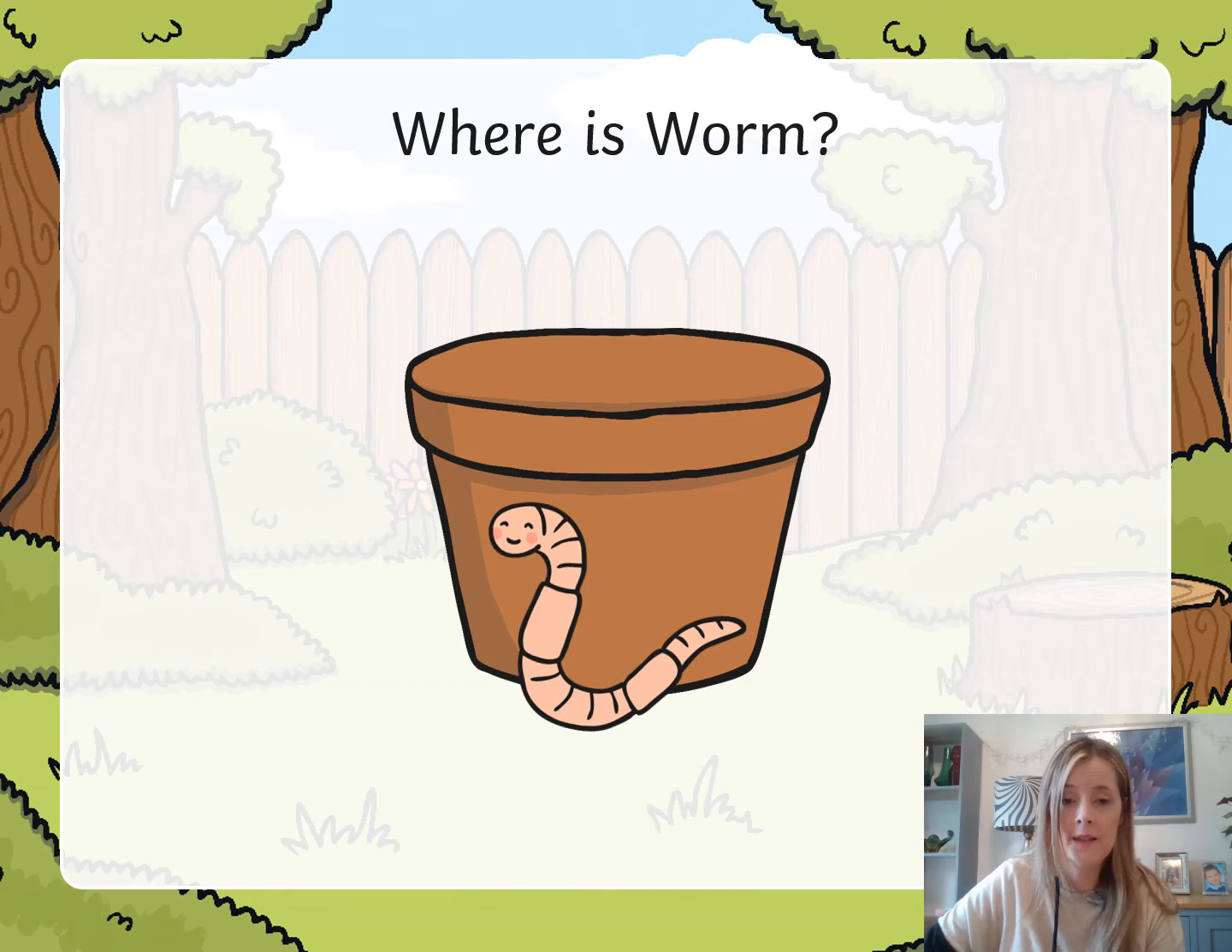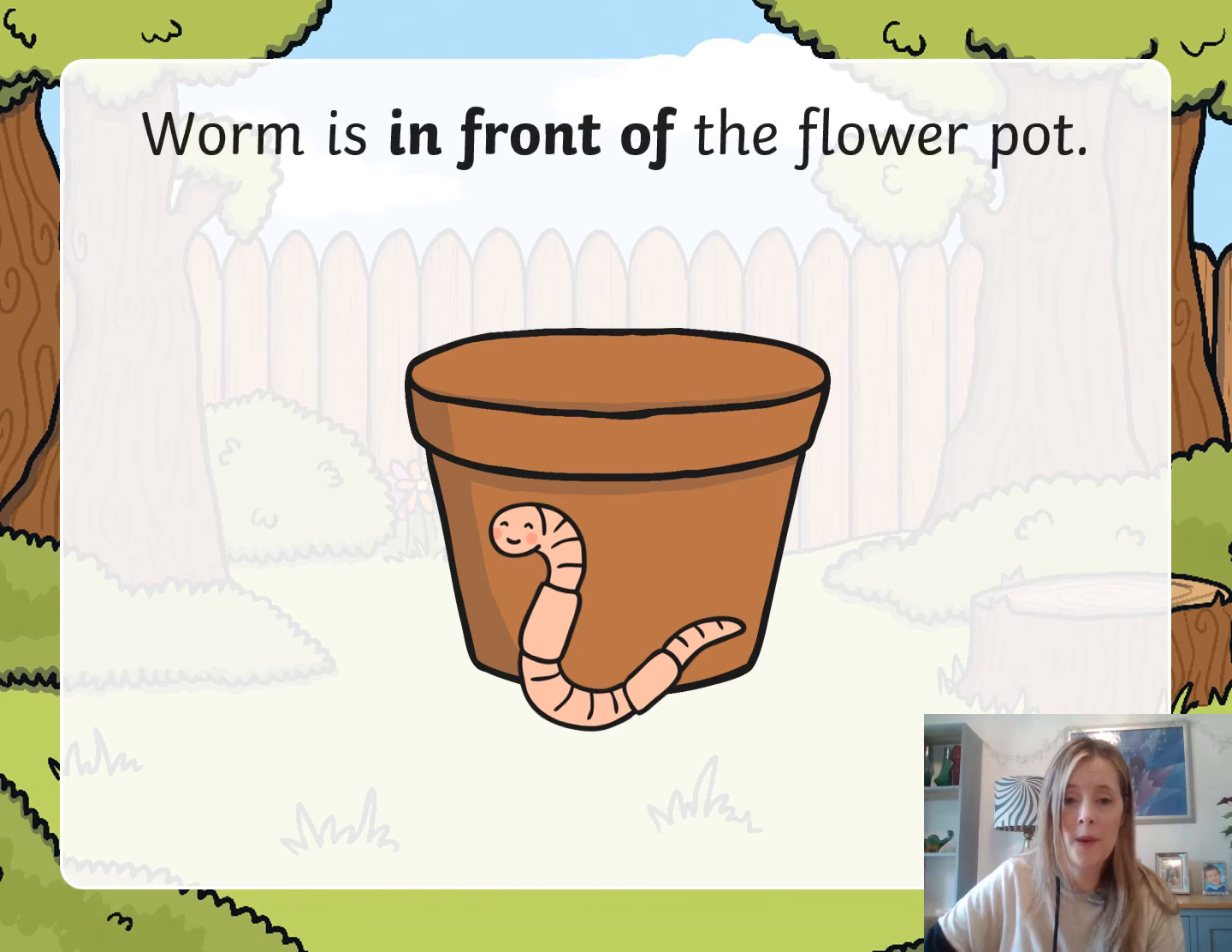Where is worm? Can you think of a word to describe where worm is here? Worm is in front of the flower pot. Well done if you got that one right.